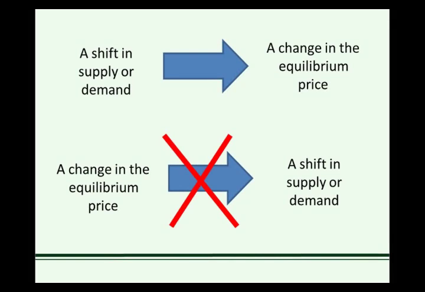Here's a reminder. This is a big pitfall in this model when we're learning it. A shift in supply or demand will lead to a change in the equilibrium price. So if supply or demand shifts, we will have a new price in equilibrium. However, the opposite here is not true. A change in the equilibrium price does not lead to a shift of supply and demand. Instead, it comes from a shift in supply or demand.